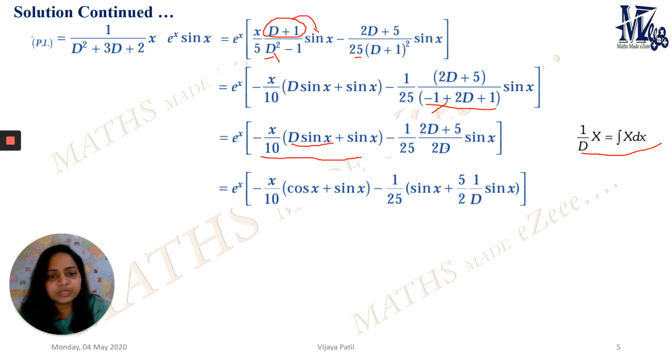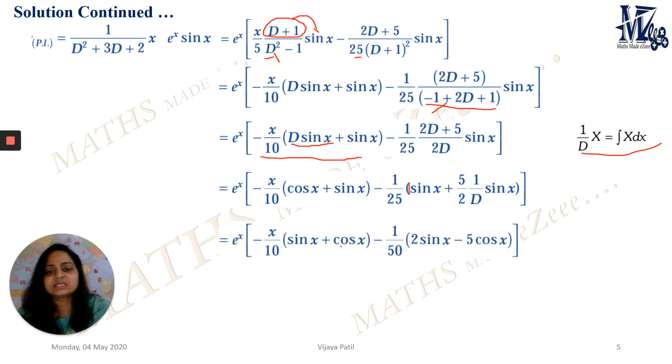So this 2d, we have split it as 2d by 2d. So it's 1 over here, plus 5 upon 2d. So 5 by 2, this 1 upon d. Because 1 by 25 is out here, so it's 5 by 2, 1 by d sine of x. So it's minus x by 10 sine of x plus cos of x. So it's the same, just sine and cos replaced, nothing else. So a plus b is b plus a. That's all.